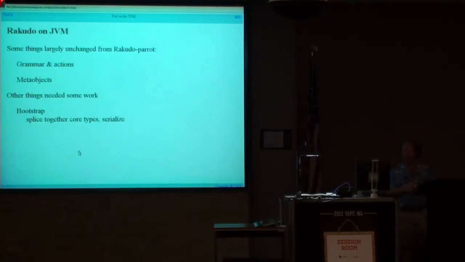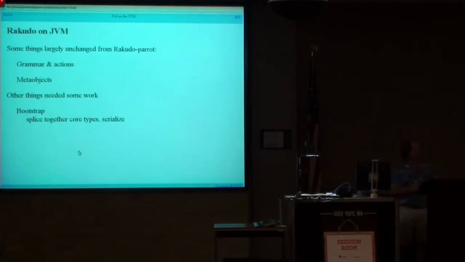It can do some things. The process of doing that, some things from Rakudo on Parrot didn't change very much at all to get them to work on the JVM. The grammar and actions have pretty much remained the same. The meta objects remain the same. And that tells us that NQP had about the right abstraction layer for being able to do those things.